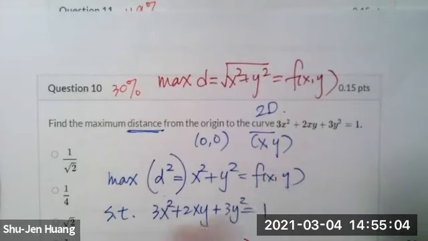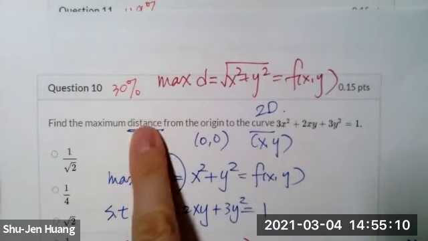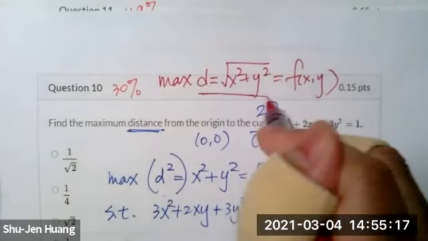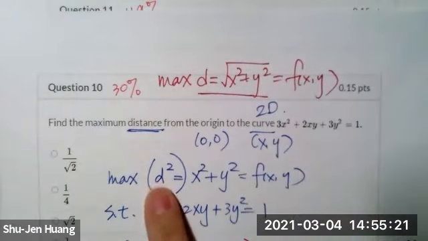This is the common thing we do when we find the maximum or minimum of a distance. We usually do not maximize or minimize the distance directly. Instead, we maximize or minimize the distance squared. Okay, thank you. Is that good?